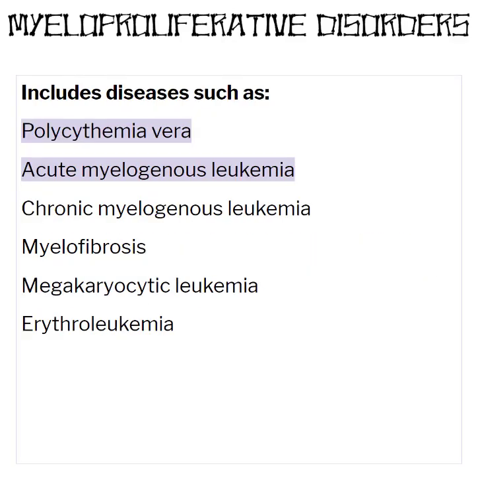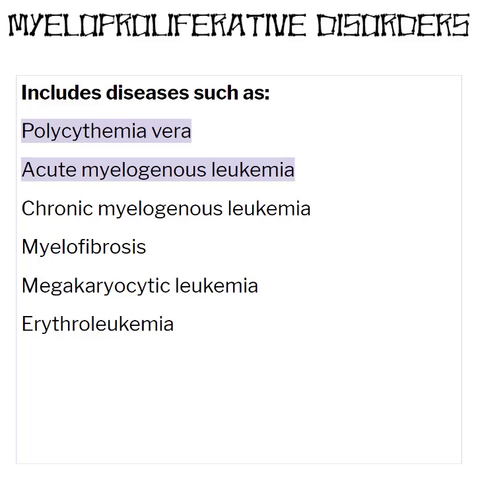Myeloproliferative disorders include polycythemia vera, and they can also include many leukemia variants, including acute myelogenous leukemia, chronic myelogenous leukemia, myelofibrosis, megakaryocytic leukemia, and erythroleukemia. Now, this is a big list of leukemias. The biggest thing to take away from the myeloproliferative disorders is that, again, it affects how the blood cells are made, and this is going to be more disorders of the bone marrow.